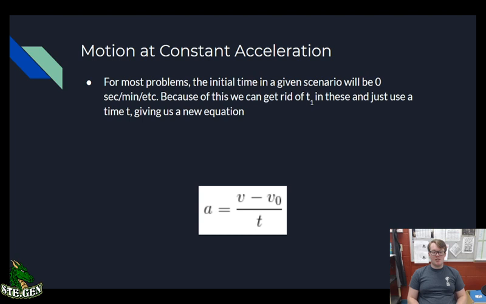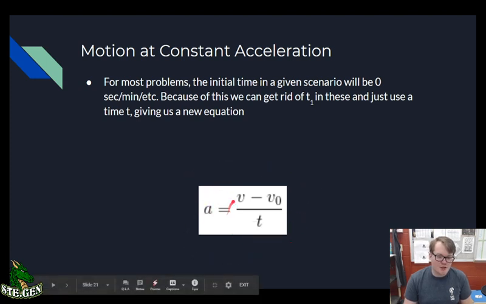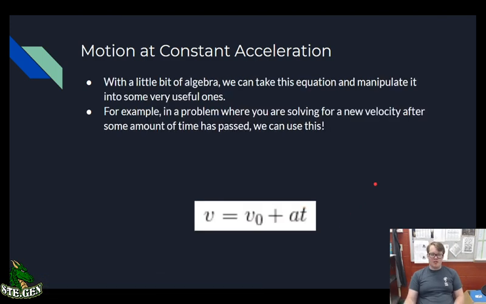So our first instance is a very straightforward application of this, which is that for most problems, we aren't going to look at a time that's like 5 seconds and then 18 seconds, or 10 minutes and then 45 minutes. We're going to be looking at you start a timer and you end a timer. And if that's the case, we can pretty much get rid of the t naught, because t naught will just be 0, and anything minus 0 is the same number. So we can simplify: acceleration is v minus v naught over t. That's a pretty easy simplification there.